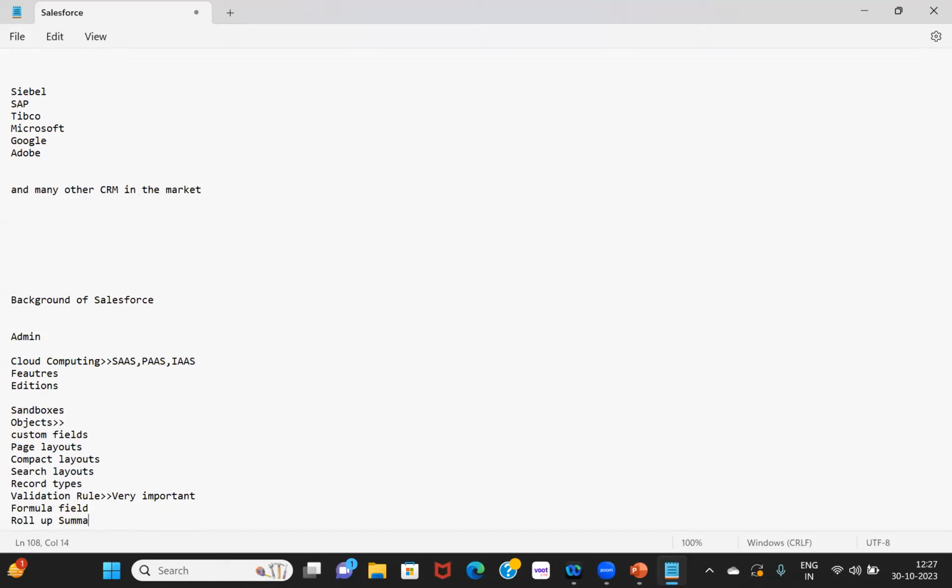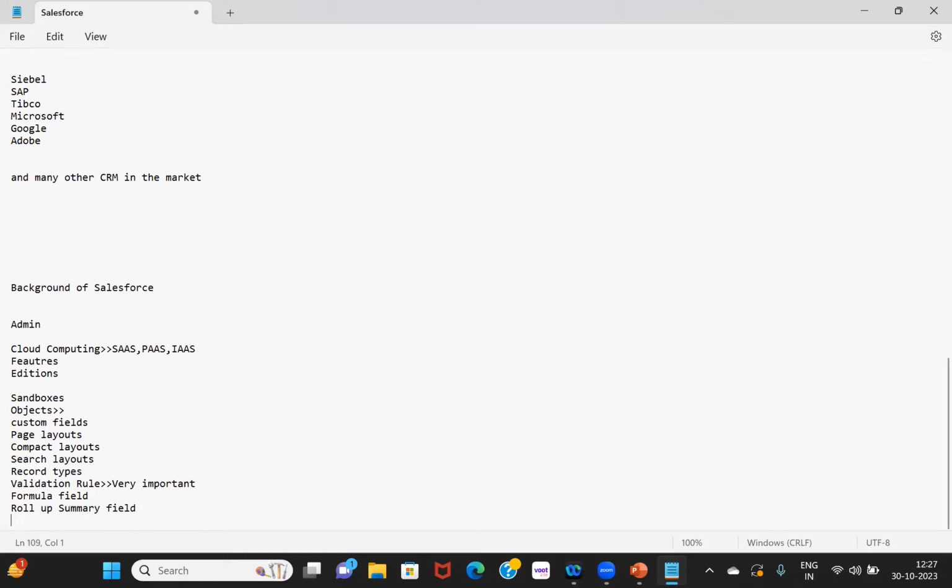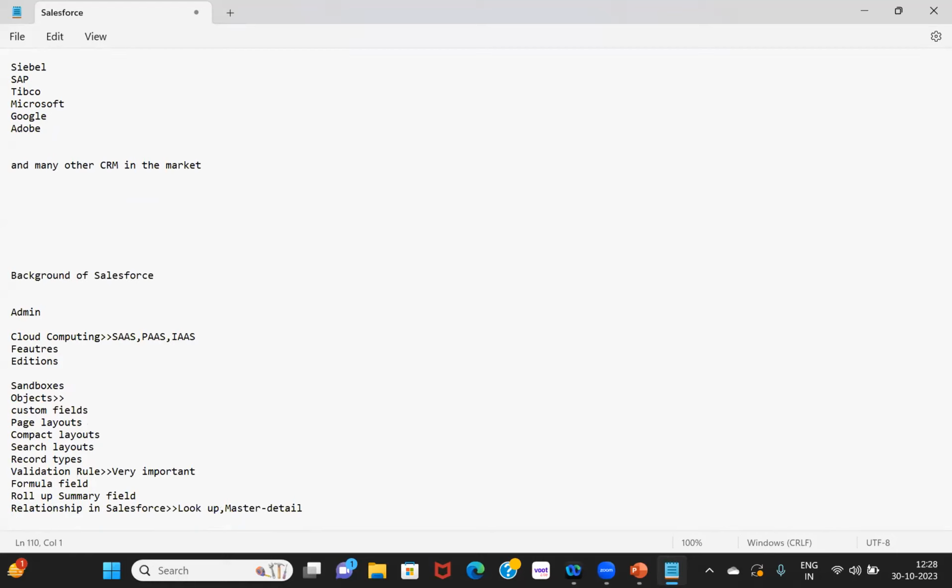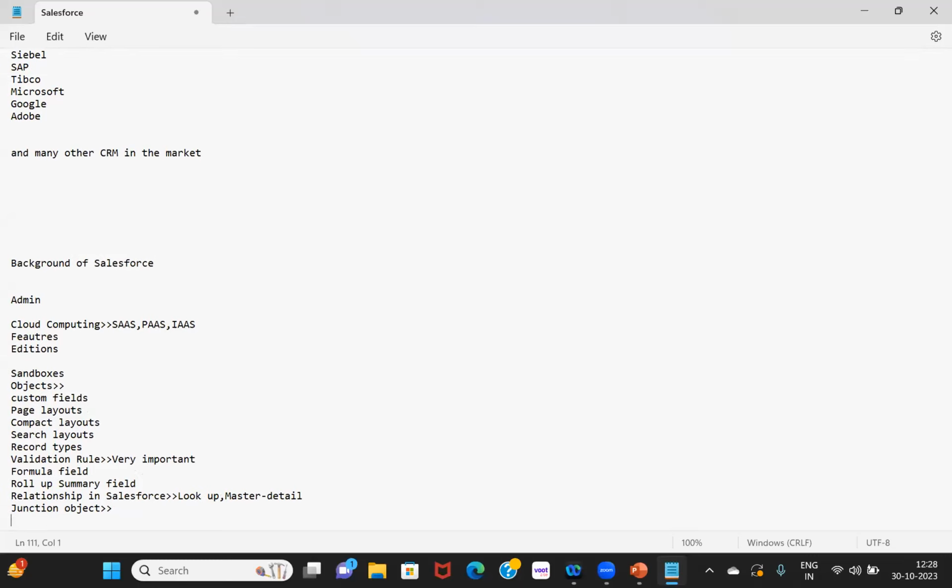roll-up summary field, relationships in Salesforce. Mostly asked interview question topic. If you go for any interview, they will ask you a question on lookup, master detail. What is the difference between these two? How can we convert lookup to master, master to lookup? Junction objects: like a train junction, a station over which two trains have different paths. Here also two objects have different paths. Junction object. Lookup filters.